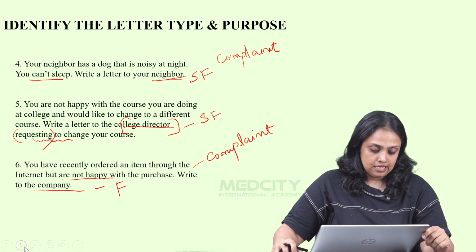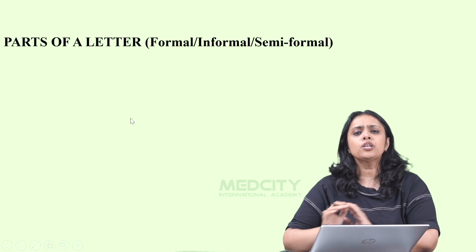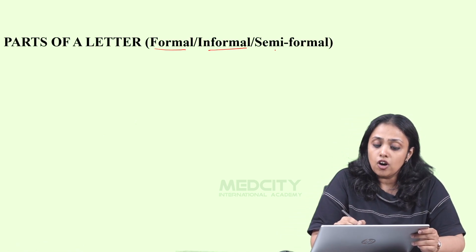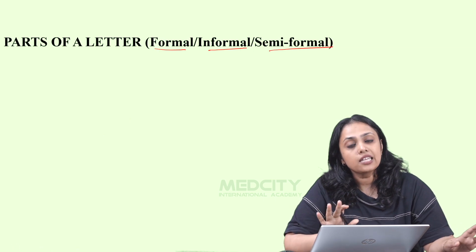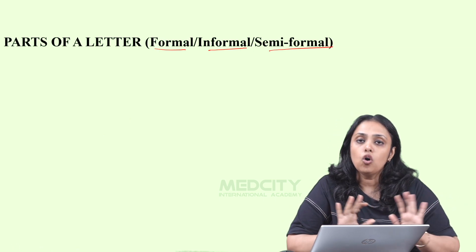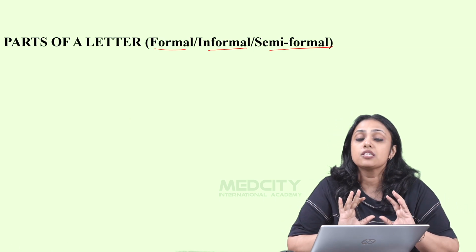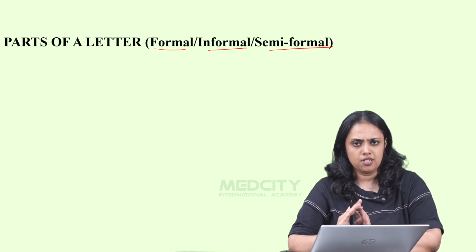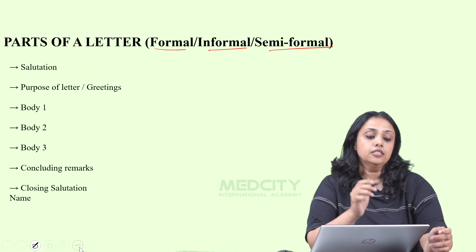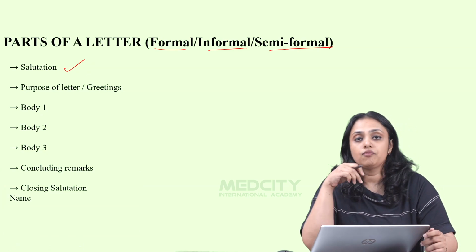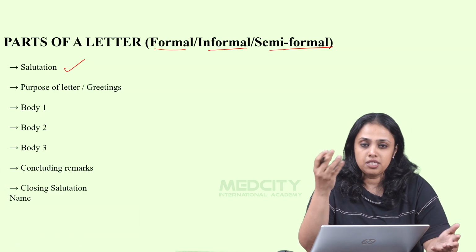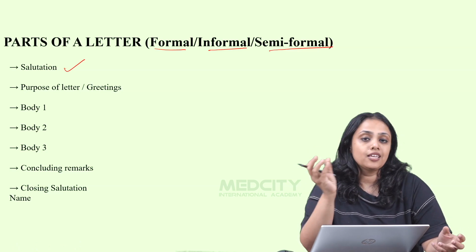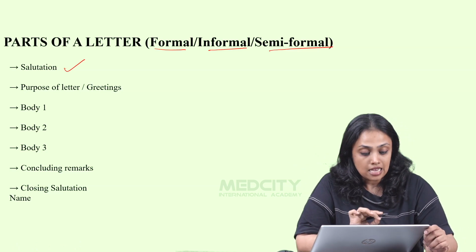Now, let us look at the different parts of a letter. Formal, informal, semi-formal. Regardless of the type of the letter, all the letter types have the same structure. The structure is the same across the different types. Now, what is the structure? The first part is the salutation, where we write dear sir, or dear, if you're writing to a friend, that friend's name. That is what is called salutation.